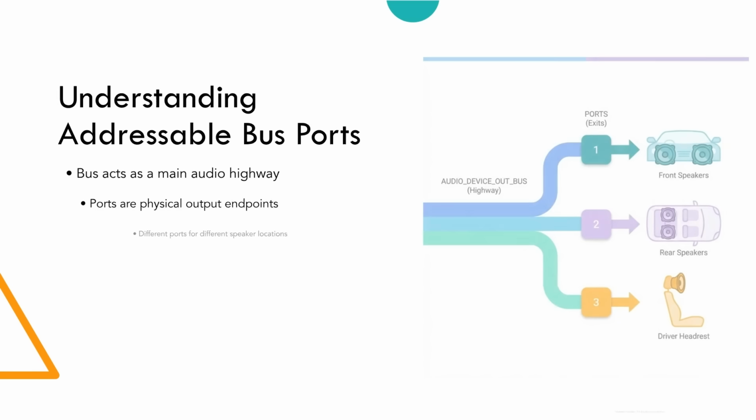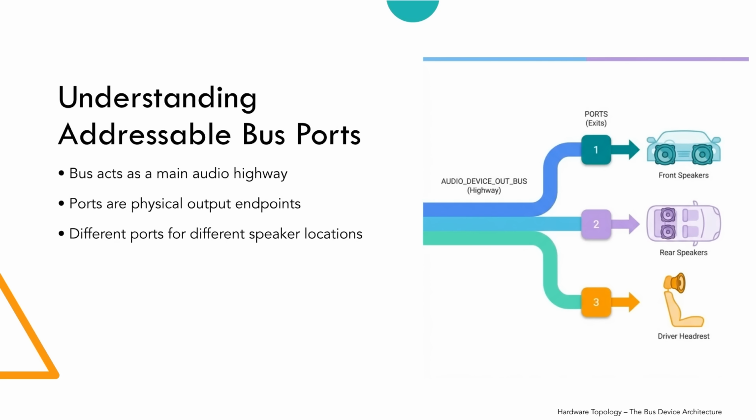The bus device supports what are called addressable ports, which act as endpoints for physical audio streams. You can think of the bus as a main highway and the ports as specific exits. For example, one port may feed front speakers, another may feed rear speakers, and another may target only the driver headrest speakers.